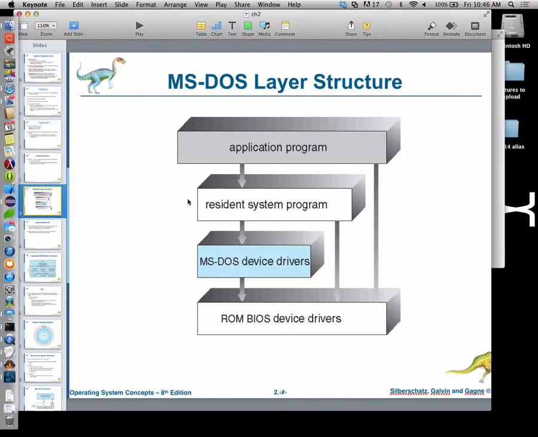So above the device drivers, we had the system programs, and on top of that, the application programs. Well, application program. I'm not sure system program is accurate here, because we had a bunch of system programs, but up here we'd only have one application program running at a time.